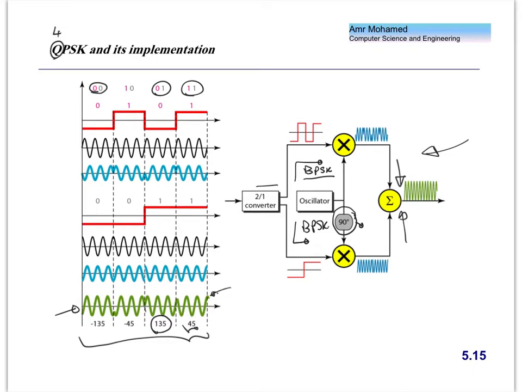So all we need to do is just divide the input bits into 1 bit at a time, and each bit will be an input for a binary phase shift keying, and the 2 binary phase shift keying are shifted compared to each other by 90 degrees. Okay, so the composite signal here gives you all the 4 phases that you want.